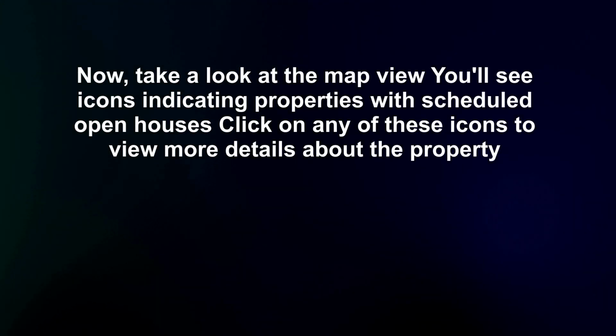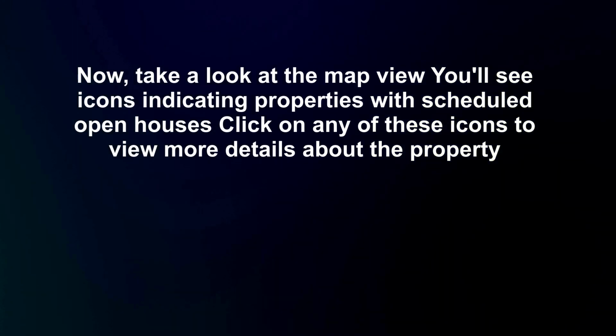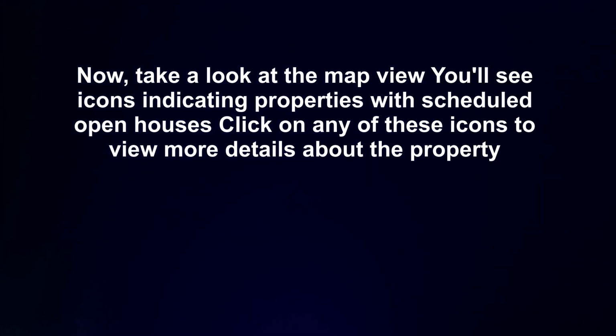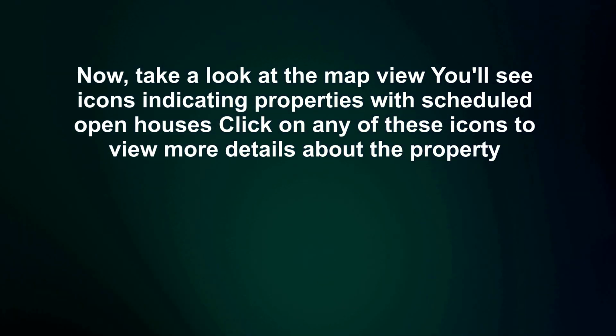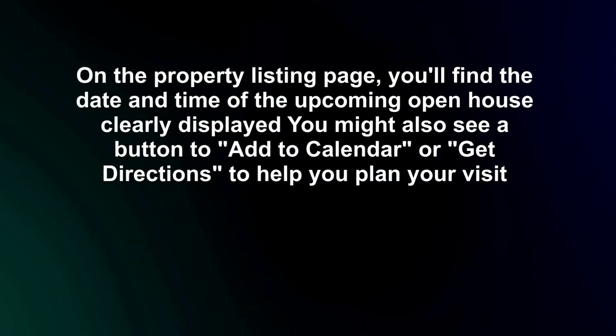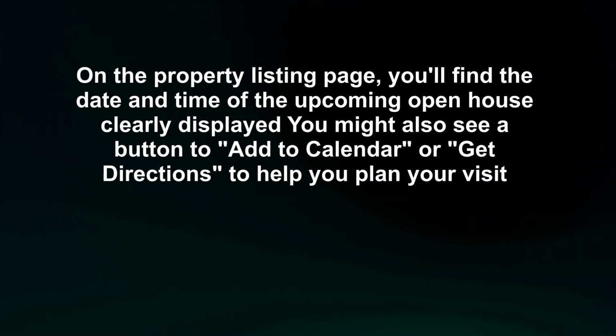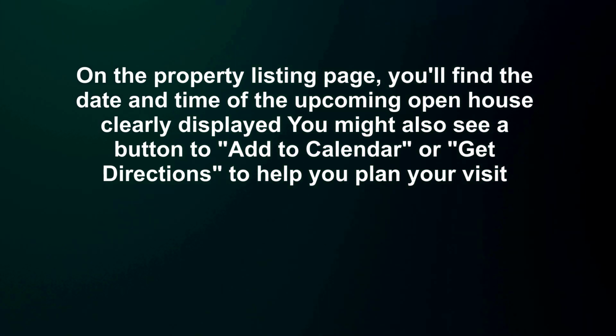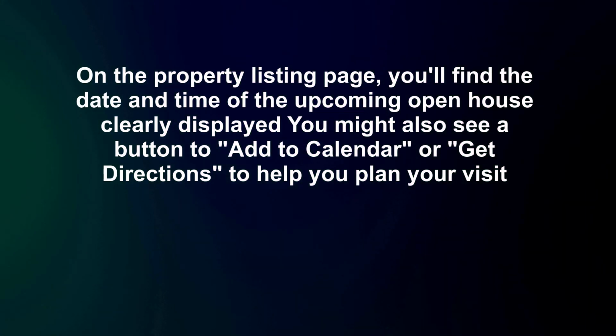Now, take a look at the map view. You'll see icons indicating properties with scheduled open houses. Click on any of these icons to view more details about the property. On the property listing page, you'll find the date and time of the upcoming open house clearly displayed. You might also see a button to add to calendar or get directions to help you plan your visit.